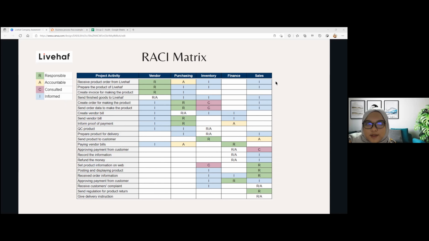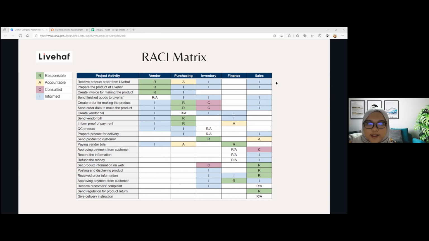And as we can see, the responsible and accountability is from inventory because inventory are the ones doing the checking of stock, and they also have authority to take decisions. So inventory is accountable and responsible, and purchasing and sales will be informed that the product has already been checked.